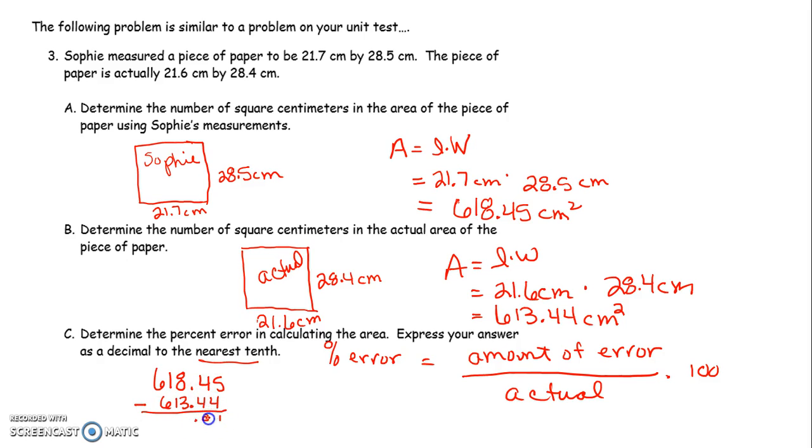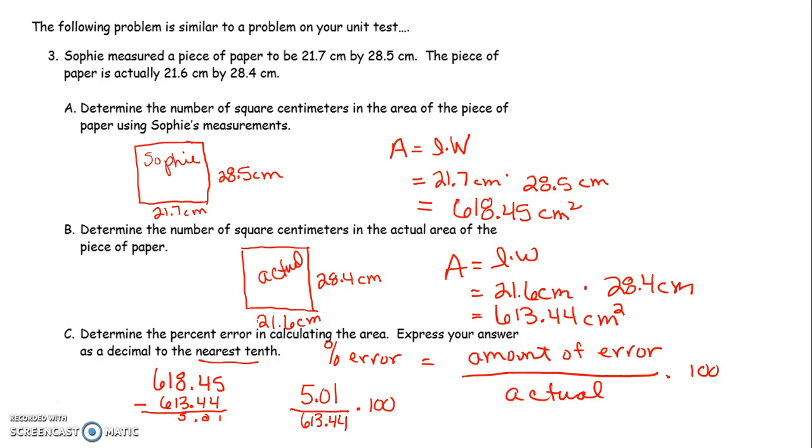How far off is she? 8 minus 3 is 5. So she's about 5.01 off. I don't know, that doesn't seem like a crazy amount of error. So 5.01 over, you always go back to the actual. What was the actual piece of paper on the packaging? The area of the actual piece of paper was 613.44. We're going to go ahead and divide that out and then multiply by 100.